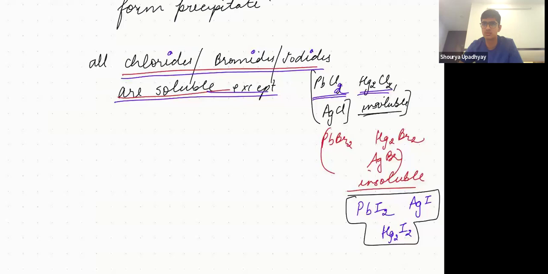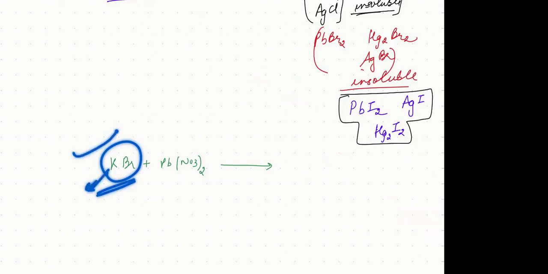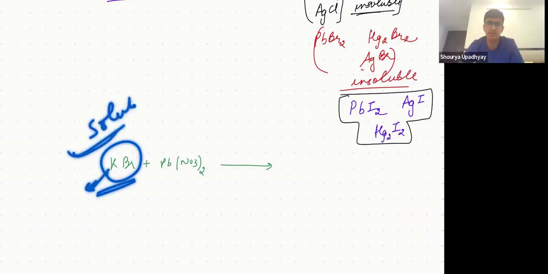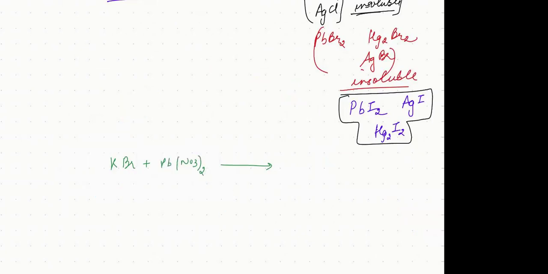So next time if I give you this reaction, if I give you KBr and Pb(NO3) whole twice, and I ask you whether this reaction will take place or not, you will apply the solubility rules. You will say that all bromides are soluble, and all potassium salts are also soluble. Hence, this salt is soluble. And we know that all nitrates are soluble. So this is nitrate, irrespective of what the cation is. Hence, it is also soluble. Did you understand? Yes, ma'am.